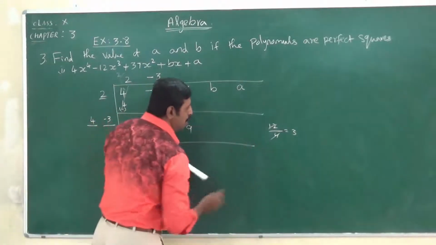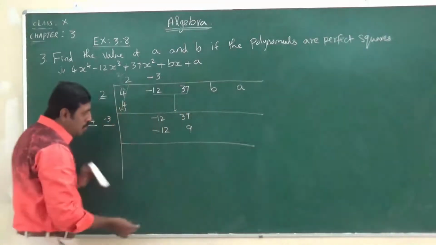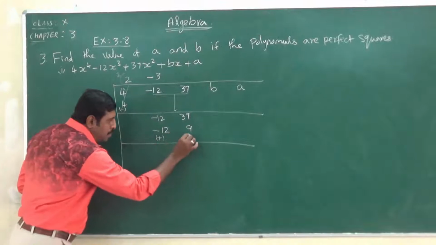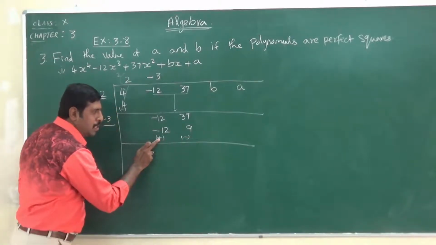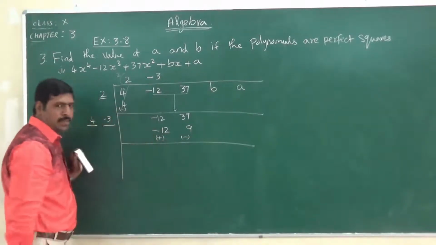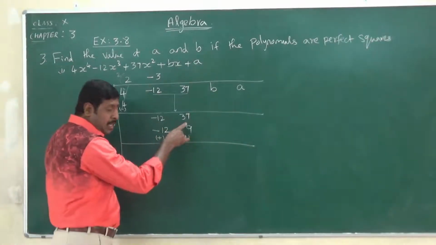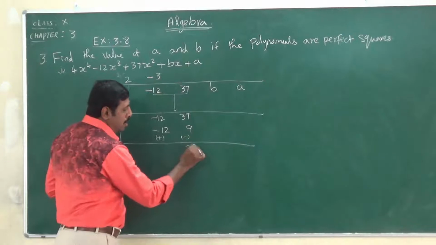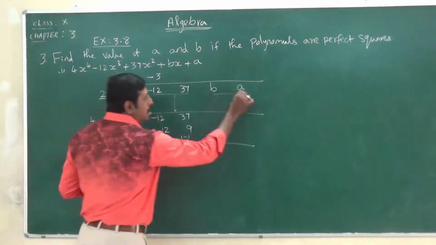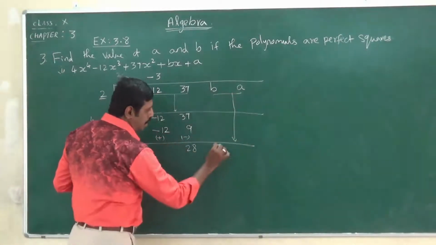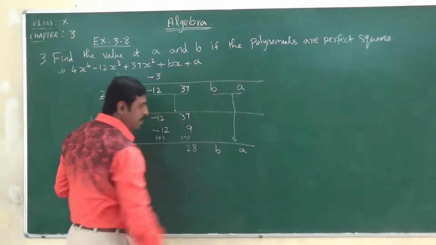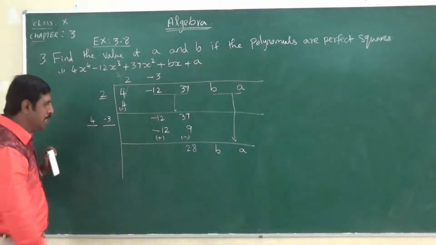Now we have to subtract this. To subtract, we have to change the symbol. Here we have minus, change into plus. Here we have plus, change into minus. Now minus 12 and plus 12 both are cancelled. 37 minus 9 is 28. And then these two numbers we have to get down, b and then a. We have to find the value of b and a.